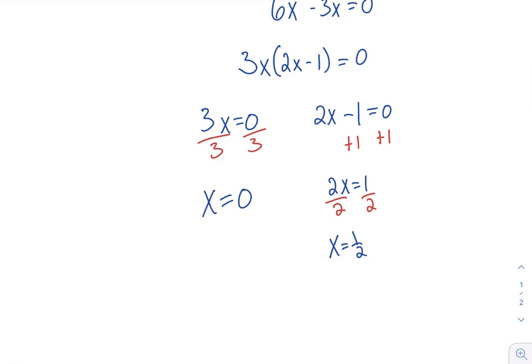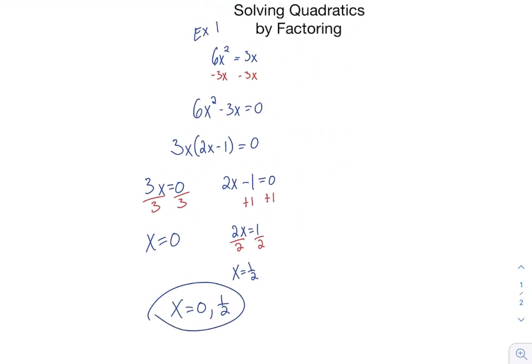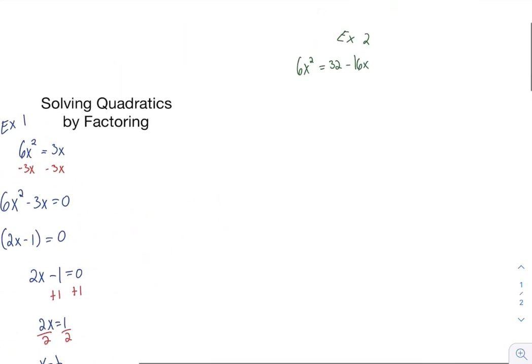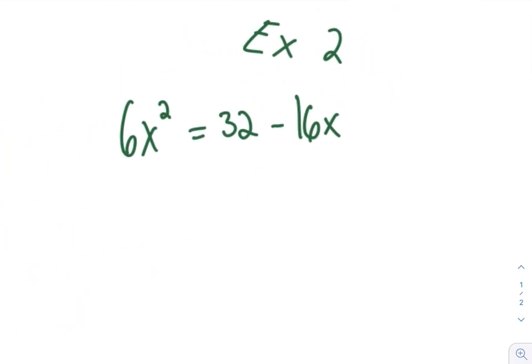And so those are the solutions to this problem. Those are all the numbers. They're the values for x that would make this quadratic equal to 0. Okay? So let's take a look at the second example.